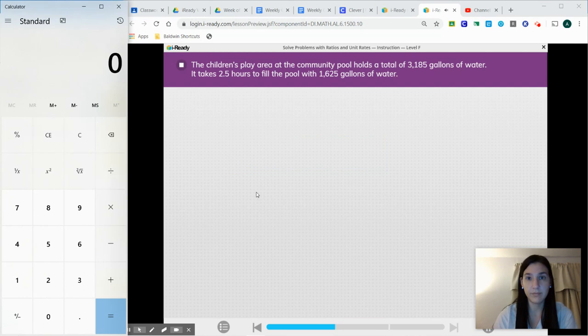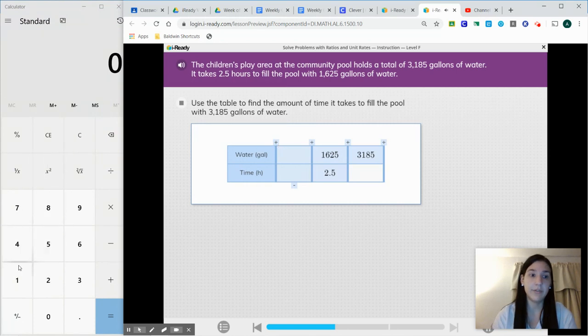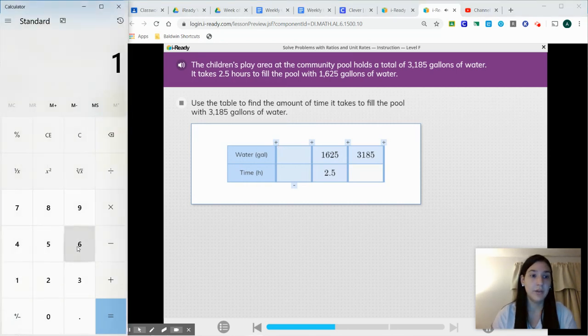The children's play area at the community pool holds a total of 3,185 gallons of water. It takes 2 5/10 hours to fill the pool with 1,625 gallons of water. Use the table to find the amount of time it takes to fill the pool with 3,185 gallons of water.